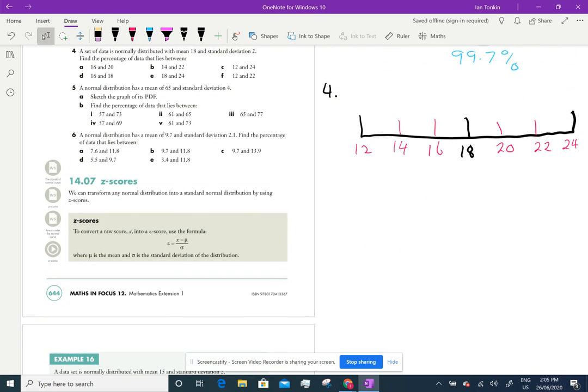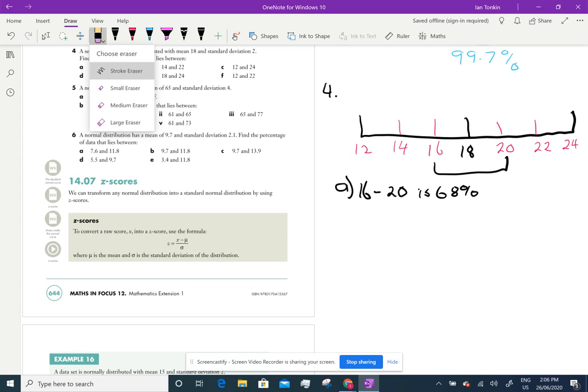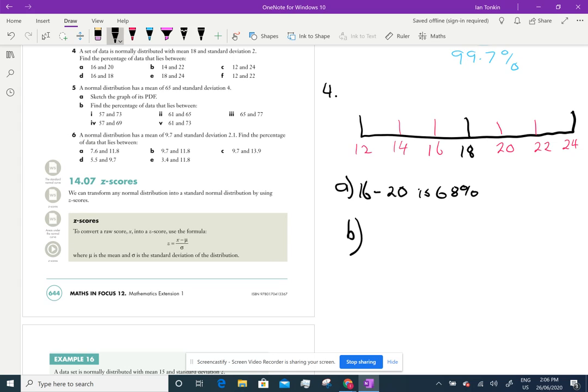Now, here's A, 16 and 20. Well, that's between here and here. We know that's 68%. So 16 to 20 is 68%. Well, that's easy. That's like the other ones. B, 14 and 22. Well, that's like the other ones as well. 14 to 22 is here to here. So 14 to 22 is 95%.